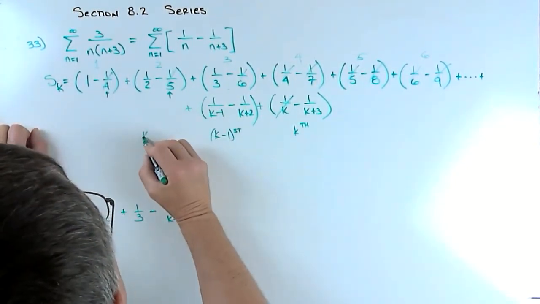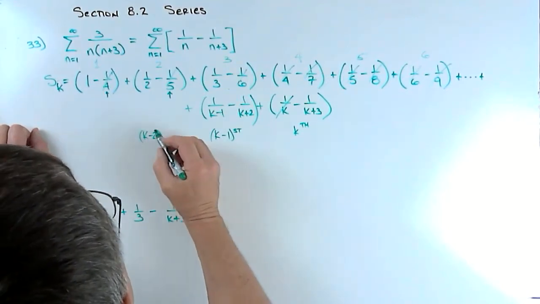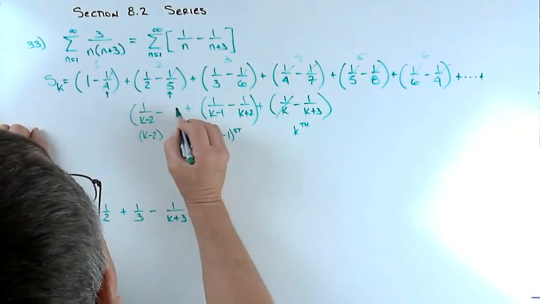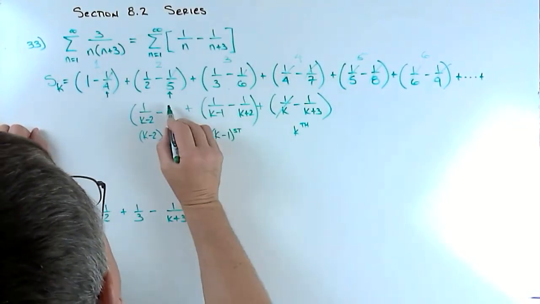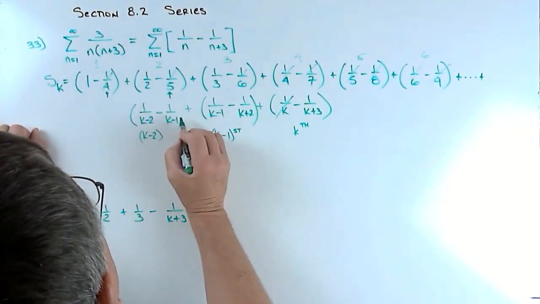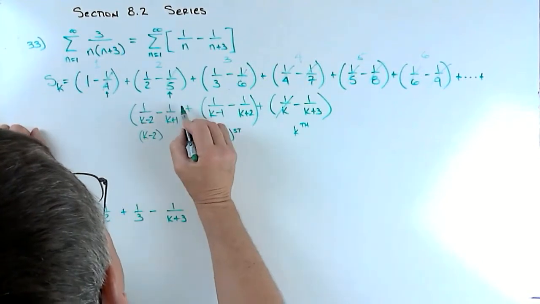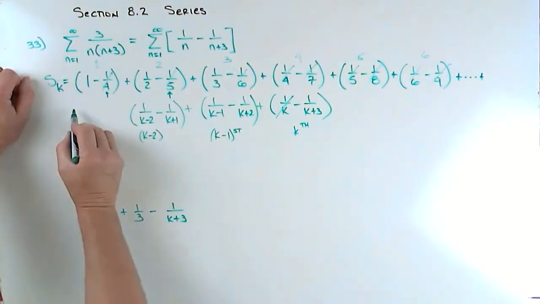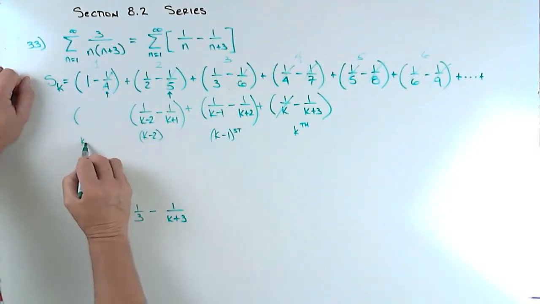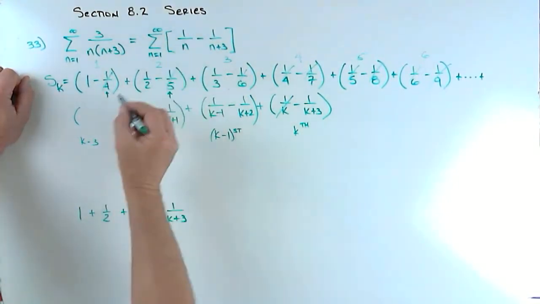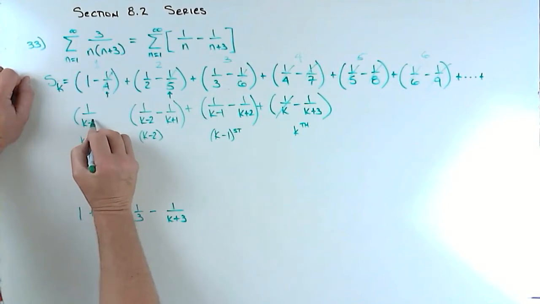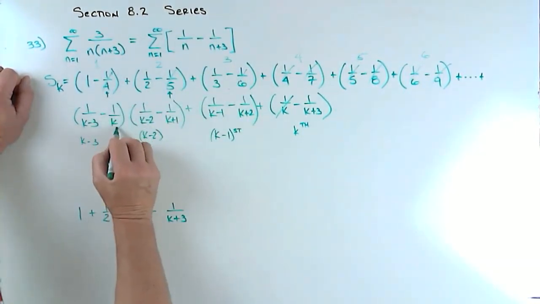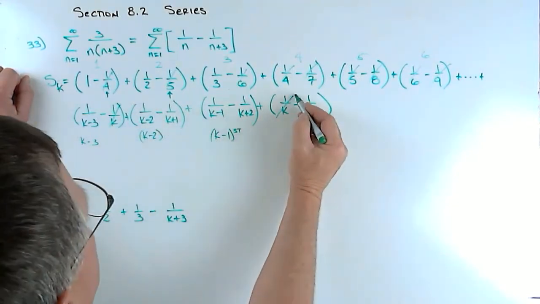Here, we're going to have our k minus 2 term. So that's going to give us 1 over k minus 2 minus, and then k minus 2 plus 3 is 1 over k plus 1. And then here, we're going to have our k minus 3. Now that's going to be 1 over k minus 3 minus 1 over k minus 3 plus 3 is k. And that's going to be the term that cancels this one.